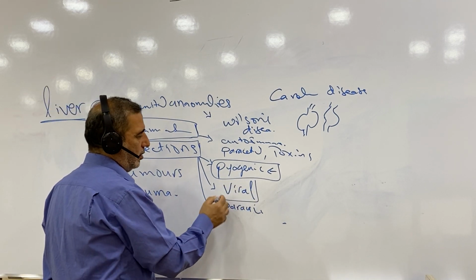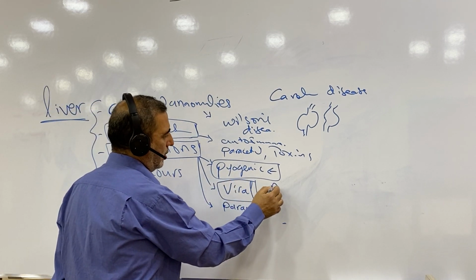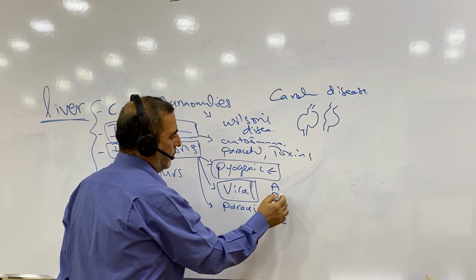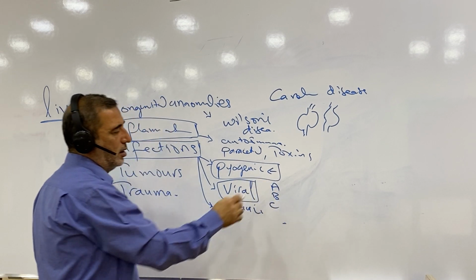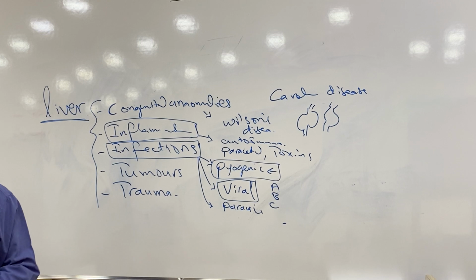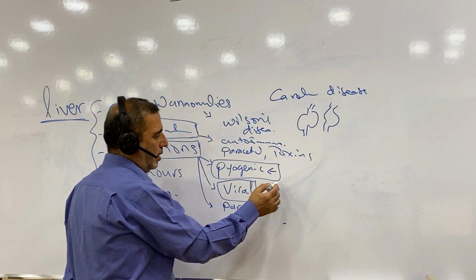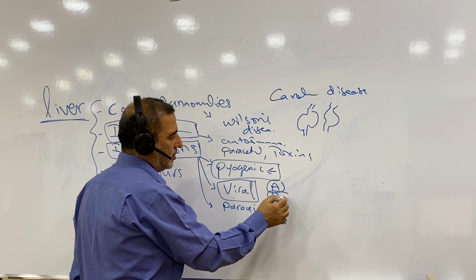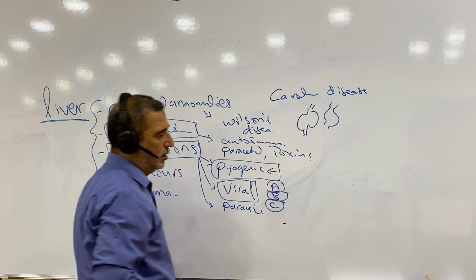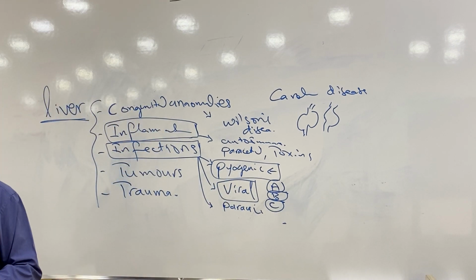Viral infection: A, B, C, non-B, non-C. A lot of viruses can affect the liver. And the course of these viruses differs according to the type.